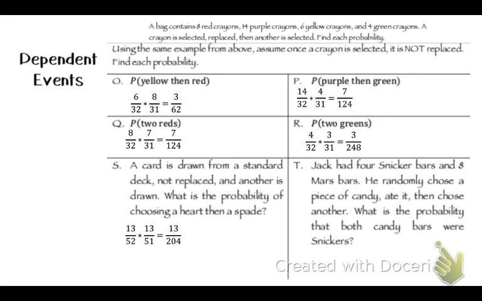Okay. This one, Jack has 4 Snicker bars and 8 Mars bars. He randomly chooses a piece of candy, eats it, and then chooses another. What's the probability that both candies are Snicker bars? So that's going to be 4 out of 12 times 3 out of 11, which ends up reducing to 1/11.